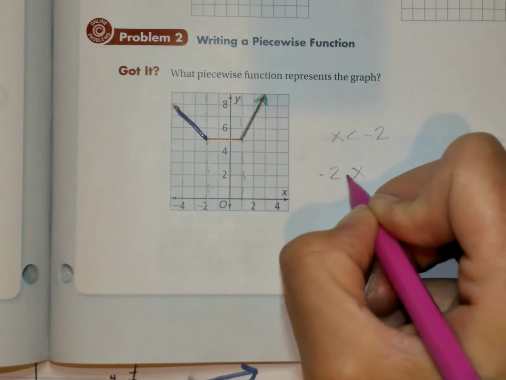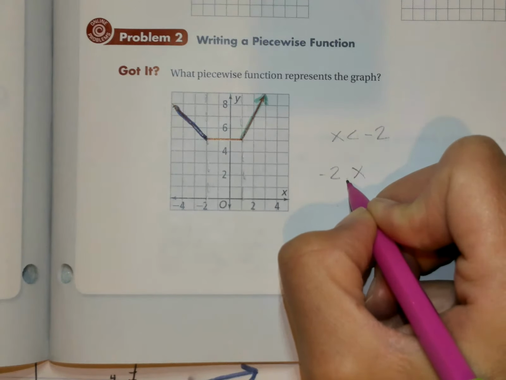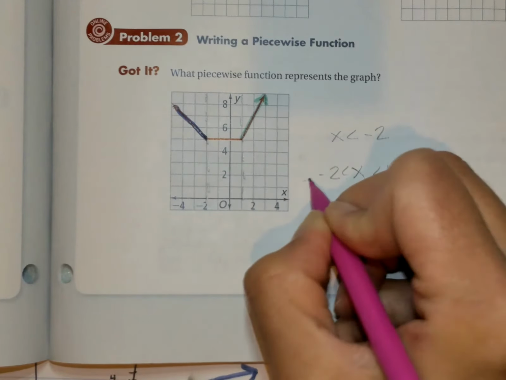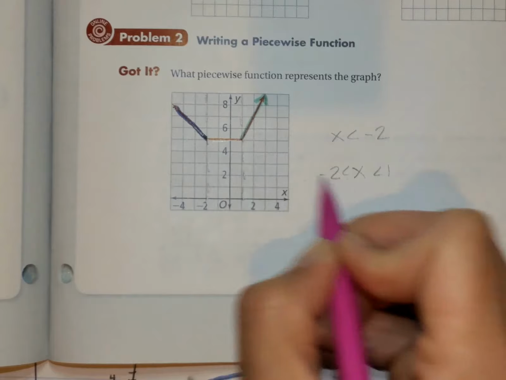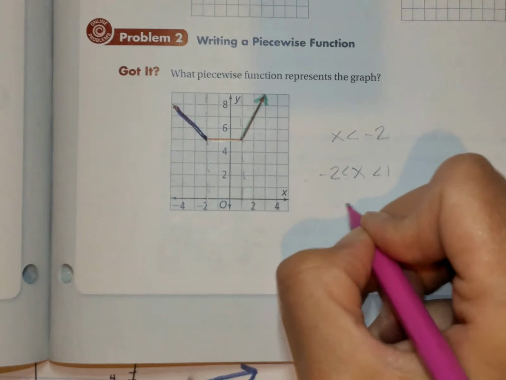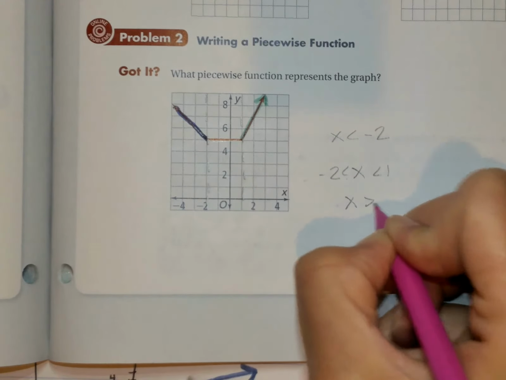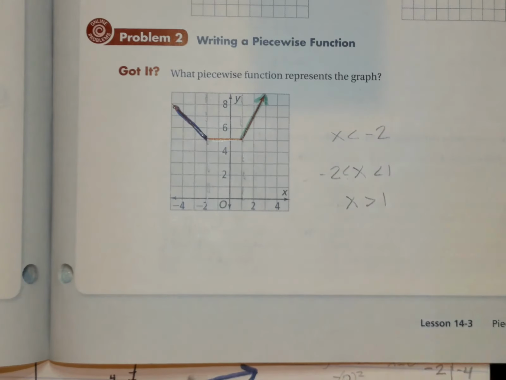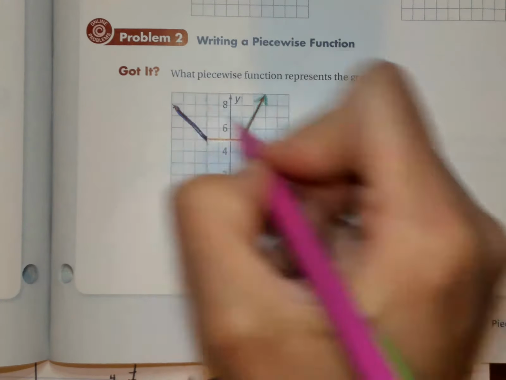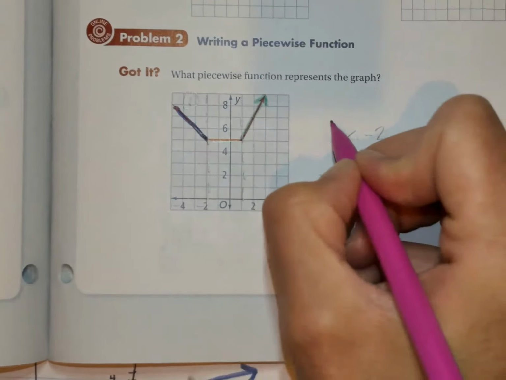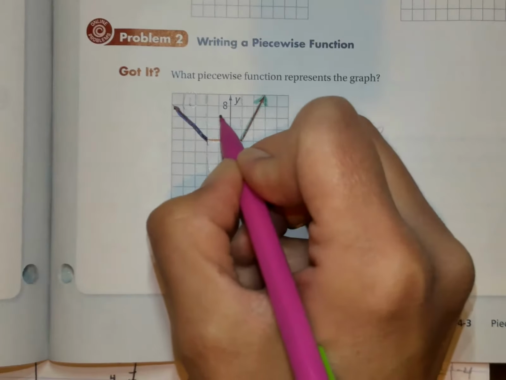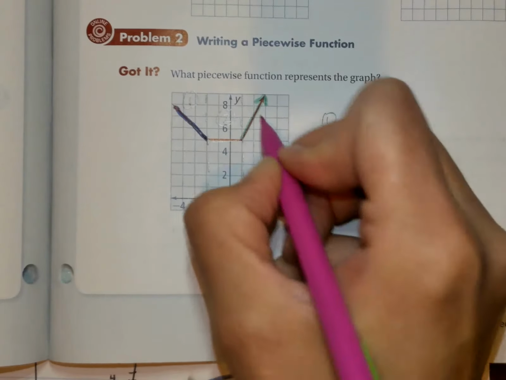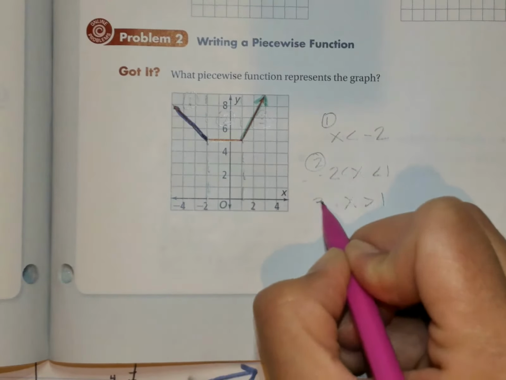At -2 and at 1. So see how there's like this in-between part? That one goes there. And then that last one would be when x is greater than 1. Okay, so I think I've got it right. So basically I can say 1 goes there. 2 is this little middle part, in between that little part of the domain. And then 3 is right here.